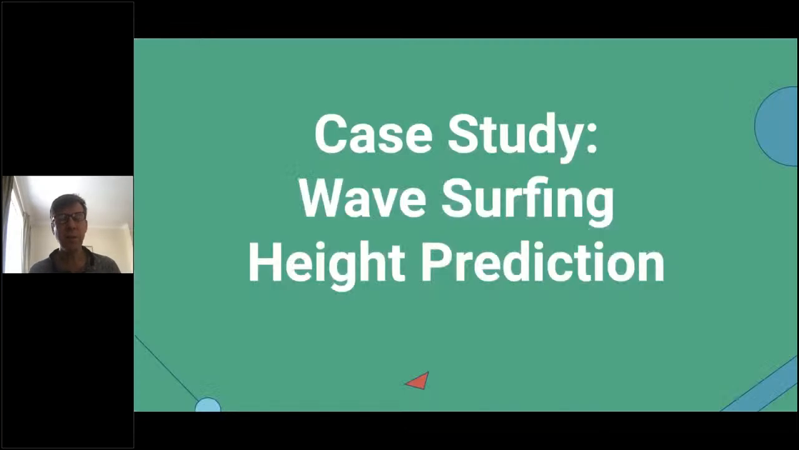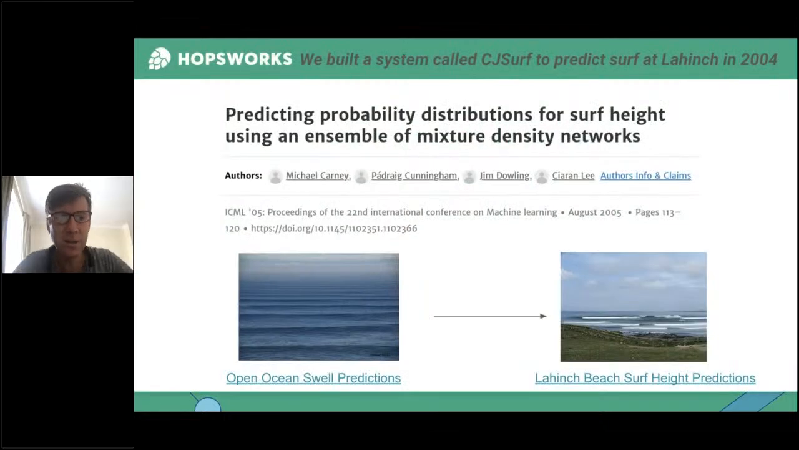Okay, that's a little bit of the background about how MLOps and serverless ML systems are put together, and we've looked at this proposed refactoring of the pipelines into 3 different pipelines: feature pipelines, training pipelines, and inference pipelines. Let's look at a case study for this, which is predicting the height of waves at a beach in Ireland, and I'm currently actually in Ireland.